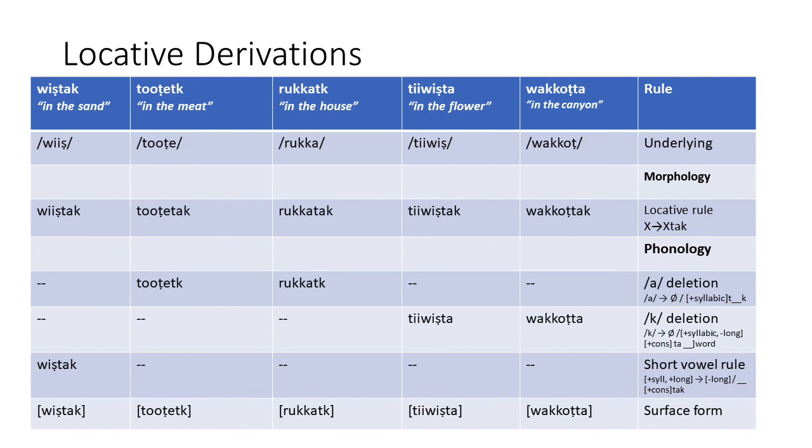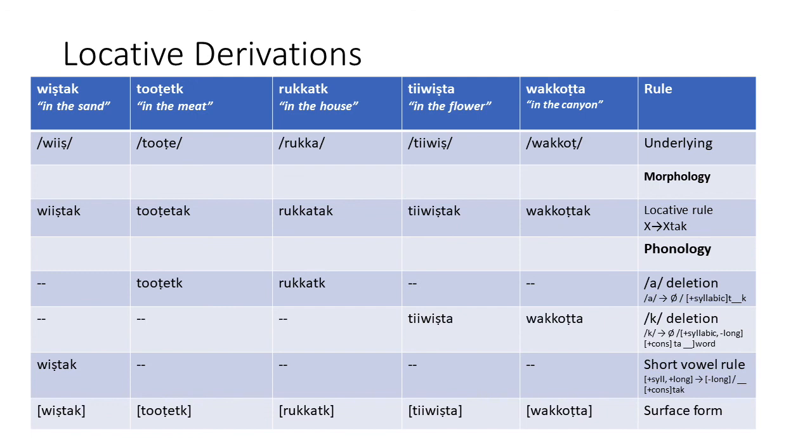And last but not least, canyon. Wakt. That's how you say canyon regularly. If you want to say in the canyon, you say wakochta. So underlyingly, there is a hidden O. Wakoch. Now, if we apply the tak, it becomes wakochtak. Not a word in Rumsien, but we're getting there.